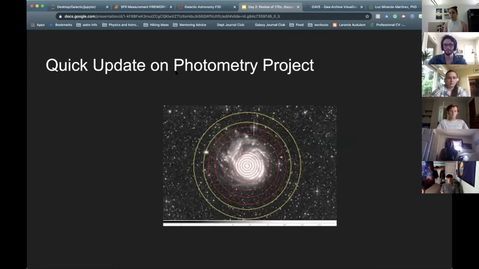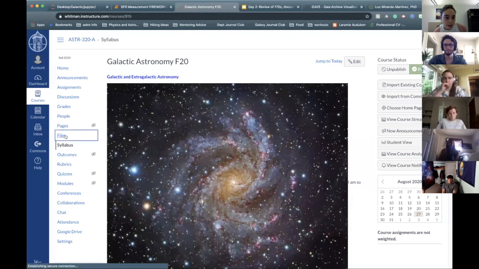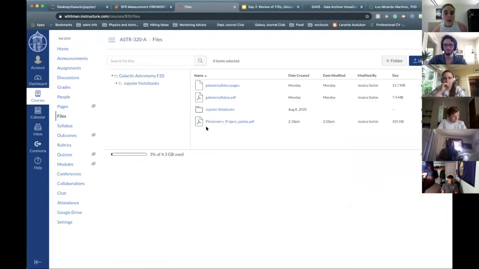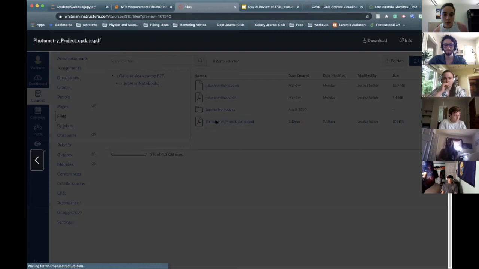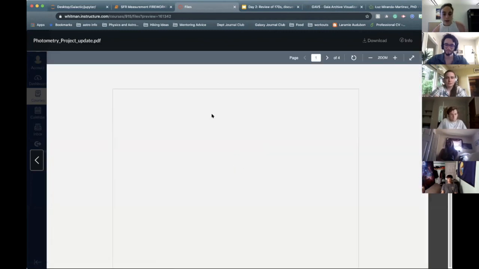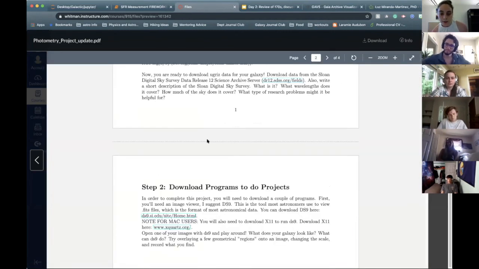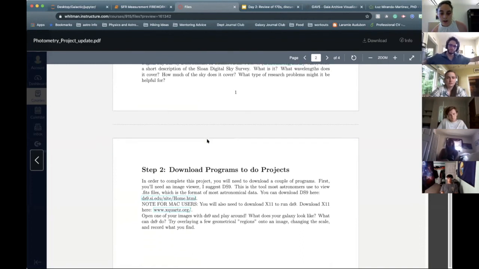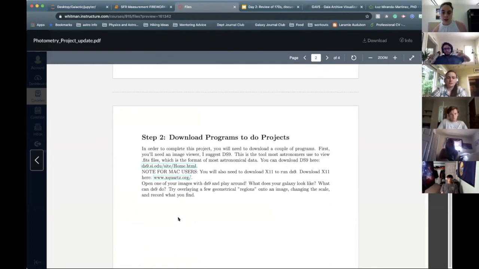So on Canvas, there's going to be a new file that has the updated version of this. I took off the old one. It's very, very similar. The only thing that's different is that there are a little bit of extra instructions around downloading the programs now that I have a computer that doesn't already have 100 programs downloaded on it, so I can actually test things.